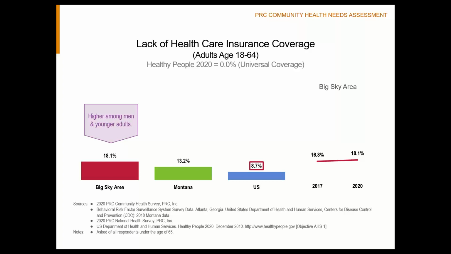And for the Big Sky area, nearly 1 in 5, 18.1% of adults report that they don't have any type of healthcare insurance coverage. Much higher than what we see in the nation and similar to the state of Montana. And when we look over time on the right side of the screen, we're remaining pretty stable. But clearly, we're nowhere near that Healthy People 2020 goal of universal coverage. When we broke it down by demographics, we saw higher rates of uninsured among men and younger adults.